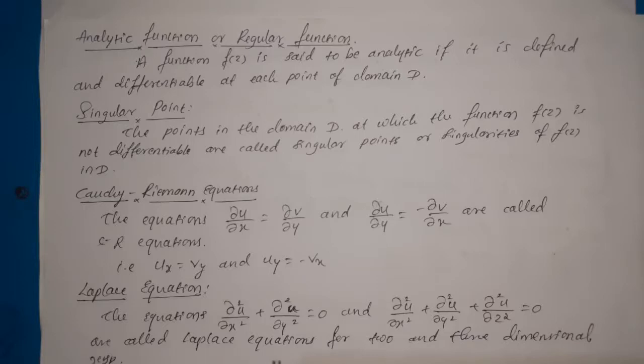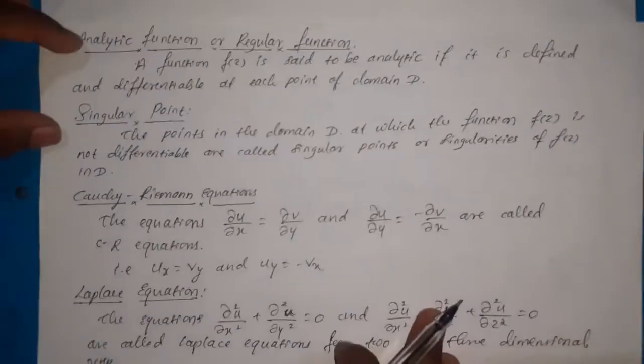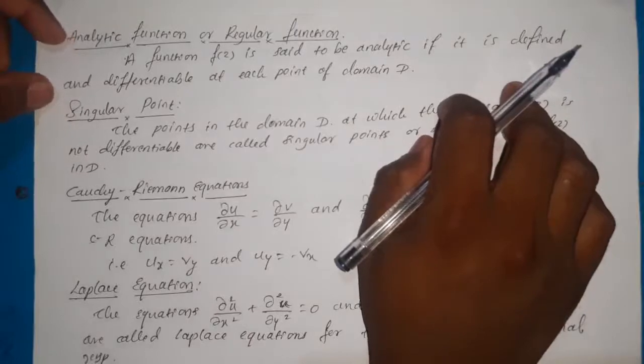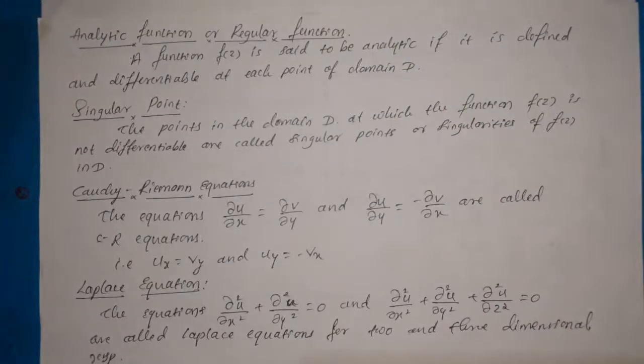So here, a function f of z is said to be analytic if it is defined. We can say that a function is defined at a point if the function is giving a finite value at that point. And differentiable means, after differentiating a function f of z and substituting the point from the domain D, if f dash of z is also finite at that point, then we can say that the function is differentiable.